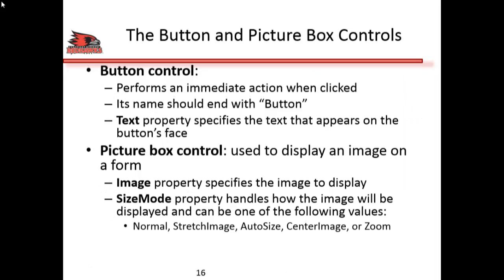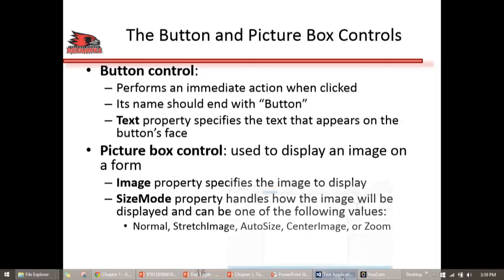So moving on to the button and picture box controls. I talked a little bit about button controls before, so they're generally used for cases where you need immediate action when the thing is clicked. And the name for this should end with a button, meaning that if it's a button to exit the application, it should be exit button, or if you want to cancel some operation, cancel button. That's the way it's named. And also by name, I mean the name of the button, not the text.